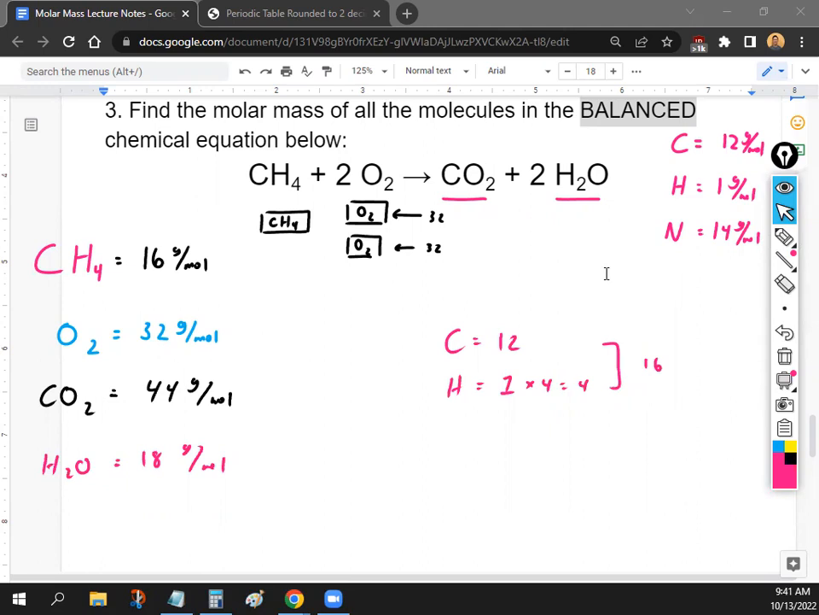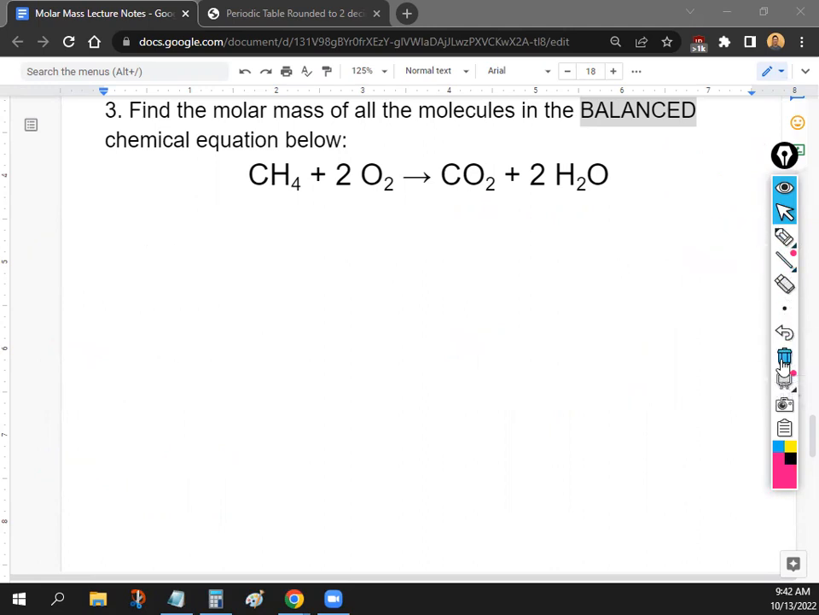Okay, so what we're going to do now is we're going to do something called converting. So I'm going to give you grams, and you're going to have to turn it into moles, or I'll give you moles, and you have to turn it into grams, okay? So I'll go through a couple problems with you, and then I'll have you try one on your own, and then I think we're done after that, okay?